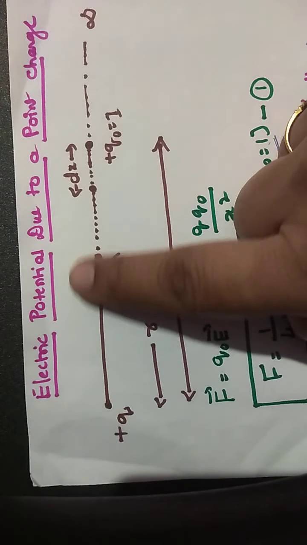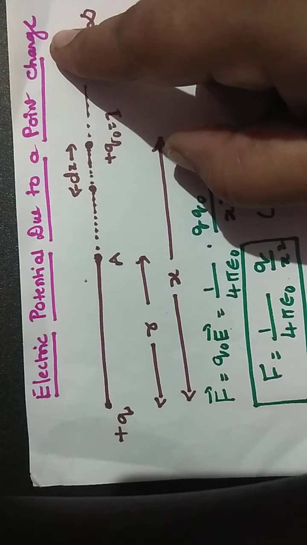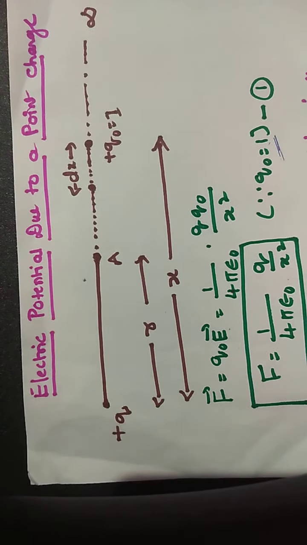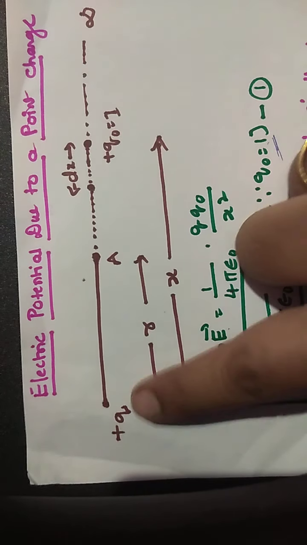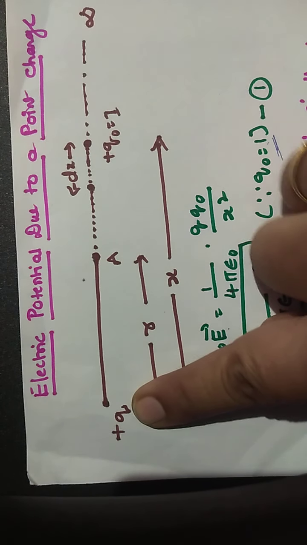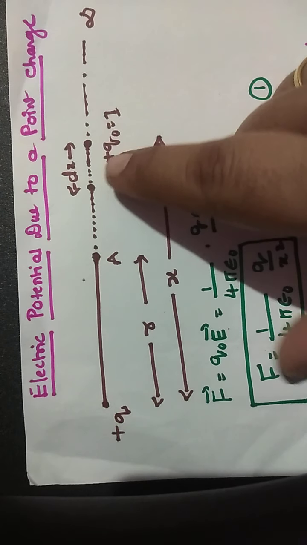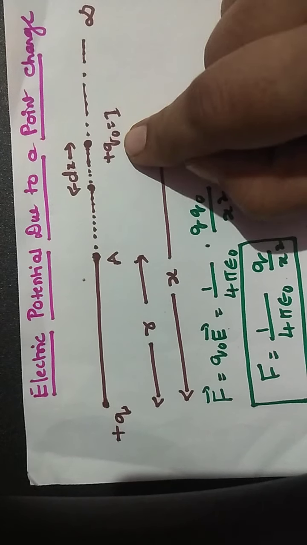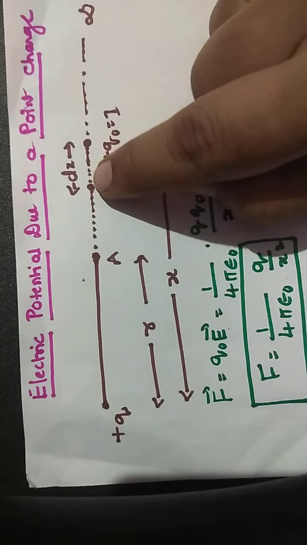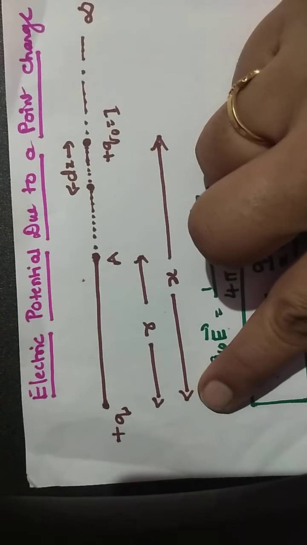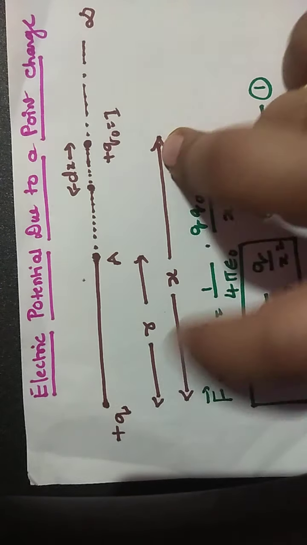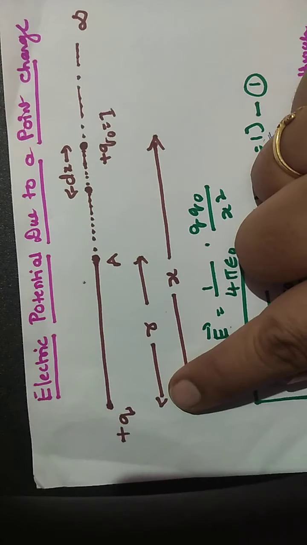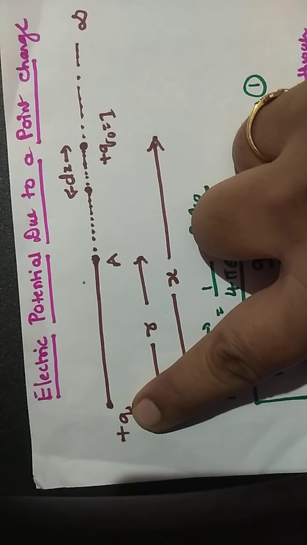Now the next topic is electric potential due to a point charge, the expression for electric potential due to a point charge. For that, let us consider a point positive charge plus Q. Let us consider another test charge whose magnitude is 1, that is Q naught is equal to 1, at a distance x from Q. So let A be another point in the electric field at a distance r from Q.